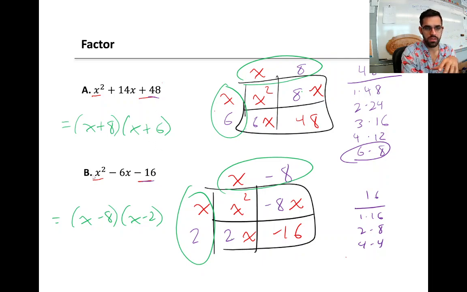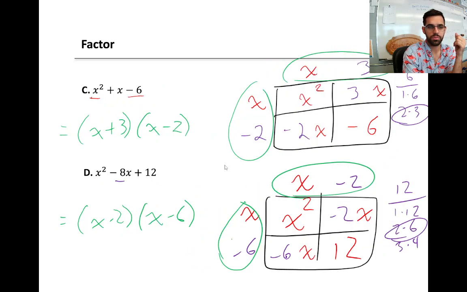Similarly, for example B, I can put x squared in the box, and I can put negative 16 in the box. I know my other two boxes have to be x terms. I'm thinking what multiplies to be negative 16 but adds to be negative 6. Well, 2 times negative 8 is negative 16, and 2 minus 8 is negative 6. So 2x and negative 8x are my boxes. And then I can find my numbers outside the box to finish my factors and write my solution.